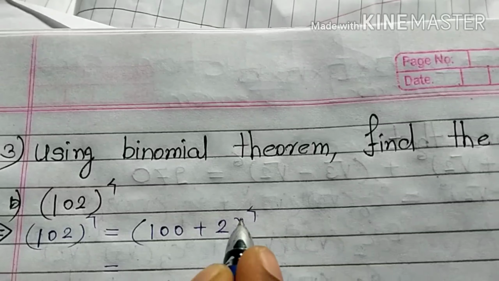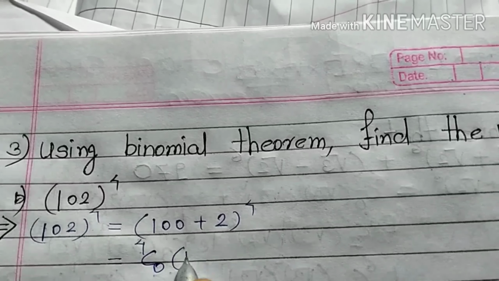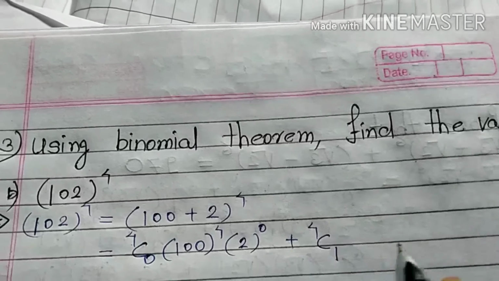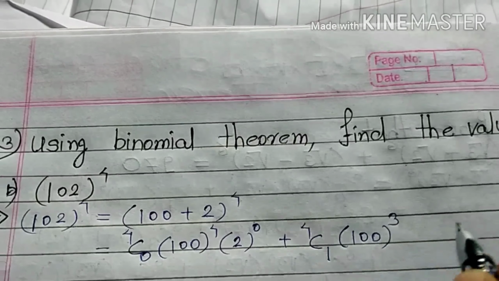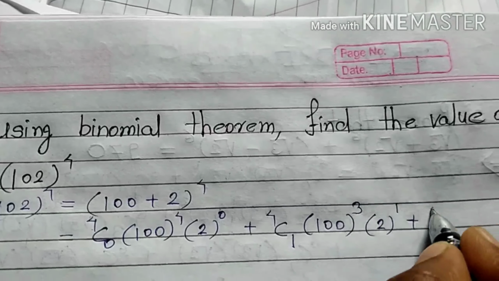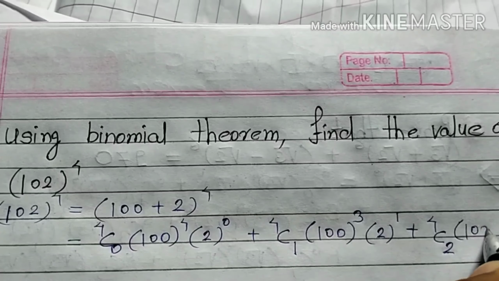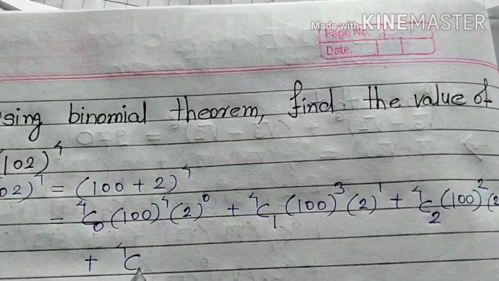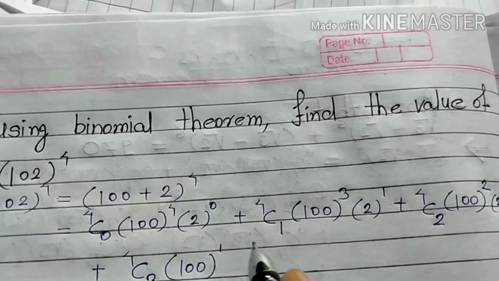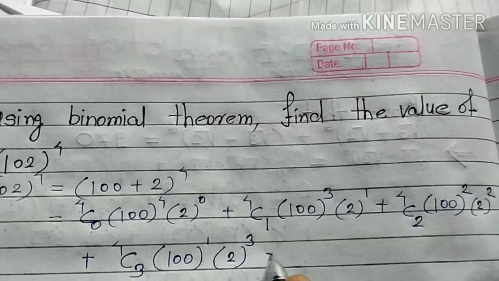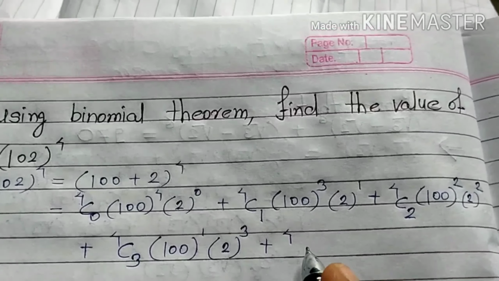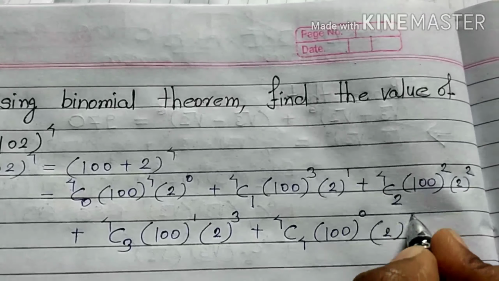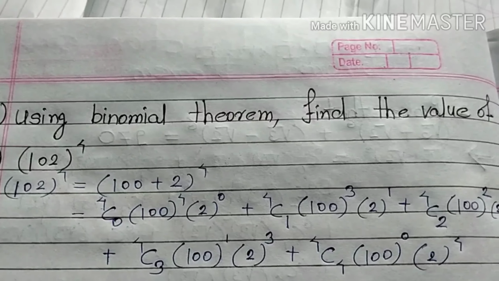So it is 4C0, 100 raised to 4, 2 raised to 0, plus 4C1, 100 cube, 2 raised to 1, plus 4C2, 100 raised to 2, 2 raised to 2, plus 4C3, 100 raised to 1, 2 raised to 3, and the last 4C4, which is equal to 100 raised to 0, 2 raised to 4. Okay.